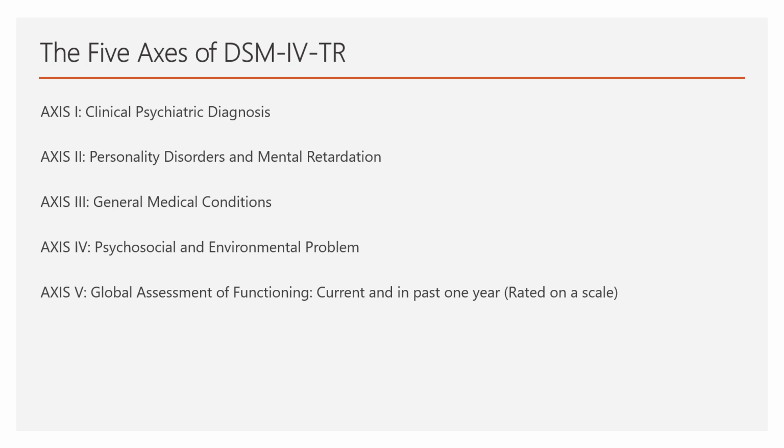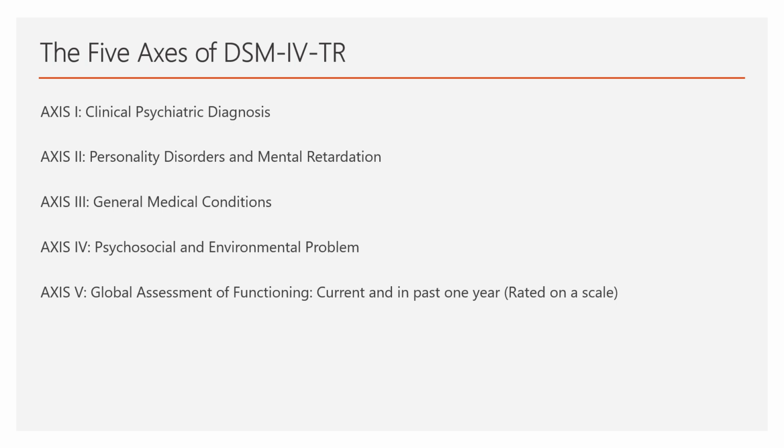In this we took 5 axes. There are 5 axes. Axis 1 is your clinical psychiatric diagnosis, so for example, anxiety or depression. So this will be your axis 1. Axis 2 is personality and mental disorder. Axis 3 is general medical conditions. So again in that patient, the hypertension will come in axis 3. So hypertension and other medical illnesses will come in axis 3.